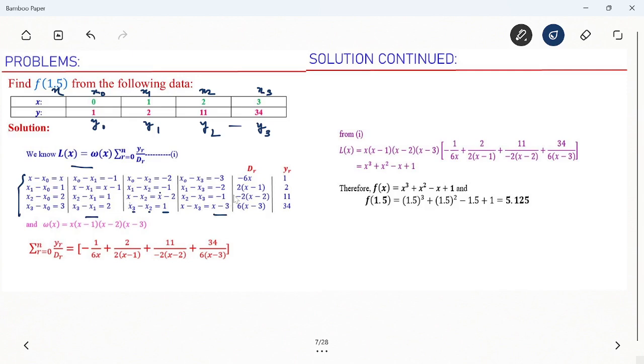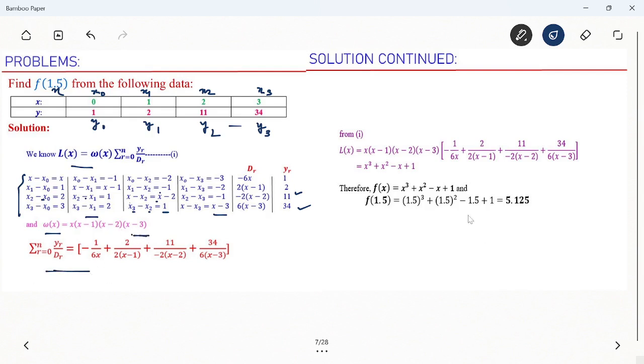First we compute all these values. Here, x minus x0, x minus x1, multiplied into this, into this. So this is minus 6x, y0 is 1. Similarly, if we multiply all these factors, this is 2 into x minus 1, and y1 is 2. Multiplying these factors, we get minus 2 into x minus 2, and y2 is 11. Multiplying these factors, we get 6 into x minus 3, and y3 equals 34. Omega x equals x, x minus 1, x minus 2, x minus 3.